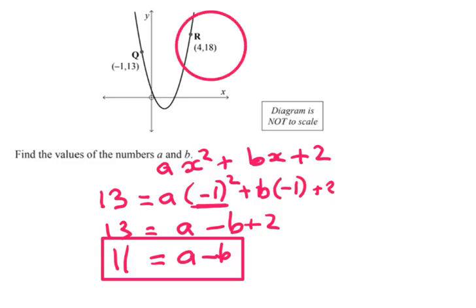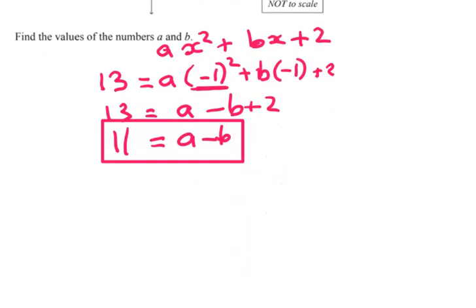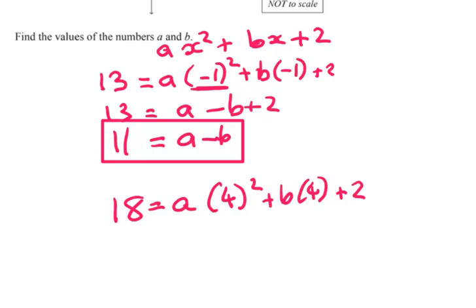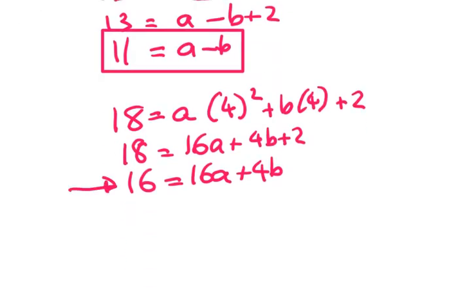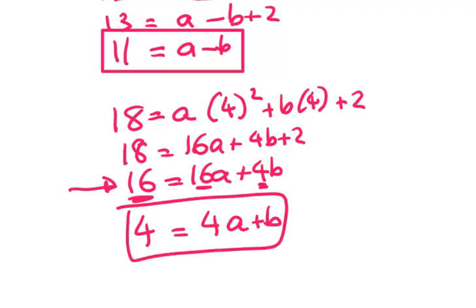Now we're going to do something for that second point. So substituting in gives me 18, the y value, is equal to a times 4² plus b times 4 plus 2. 18 is equal to 16a plus 4b plus 2. 16 is equal to 16a plus 4b. Now, I could leave it like that, but because I've got a common factor here of 4, I'm going to divide through by that, and I get 4 is equal to 4a plus b. So that's my second equation.